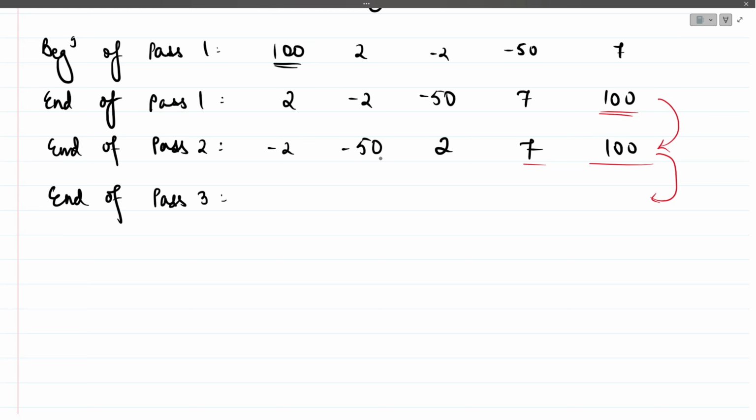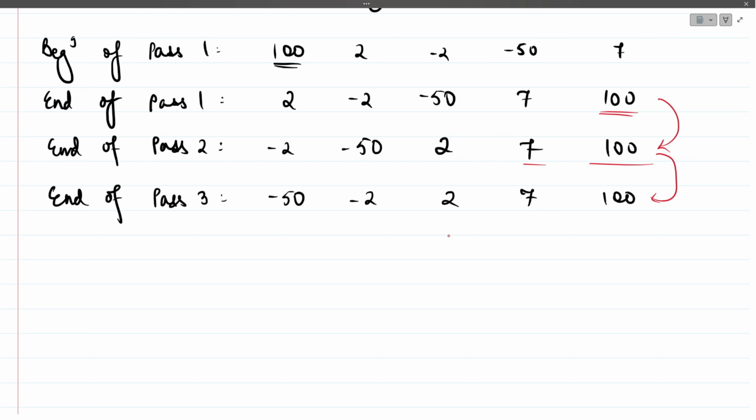2 is greater than -50, isn't it? So we'll be swapping those values. -50 comes over here, -2 goes around there. Again, 2 and 7, the comparison won't be checked. In bubble sort, the comparison only occurs between adjacent values, but 7 and 100 were already in their sorted positions by the end of pass 2. So there would be no comparison check between 2 and 7. So I'll be writing them as it is.